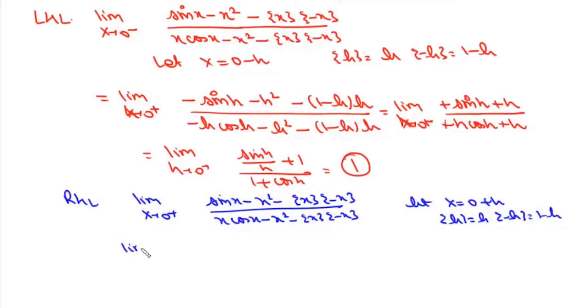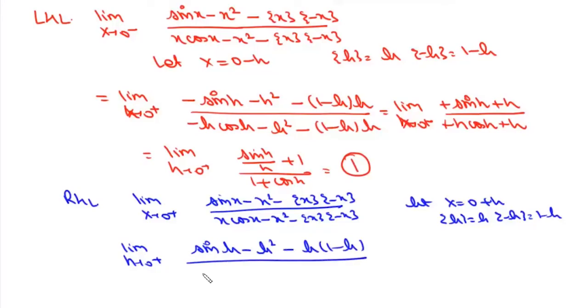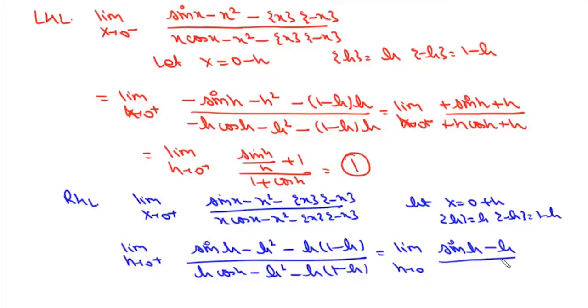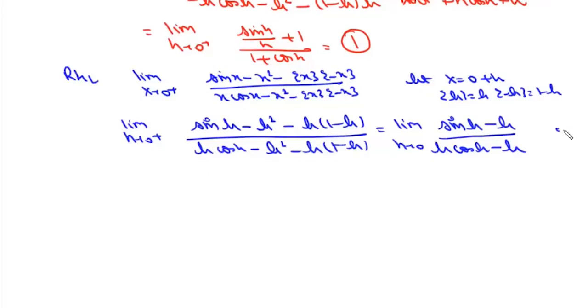So it will be this limit h tends to 0 positive of sine h minus h square minus h into 1 minus h, and here will be h cos h minus h square minus h into 1 minus h, which is limit h tends to 0 of sine h minus h upon h cos h minus h, which is 0 upon 0 form.